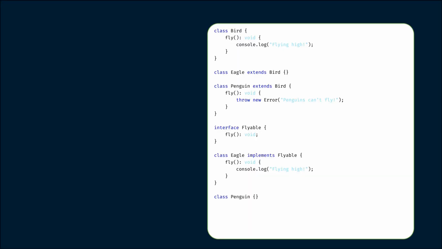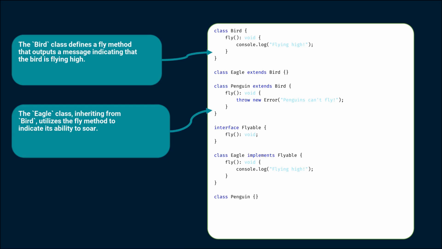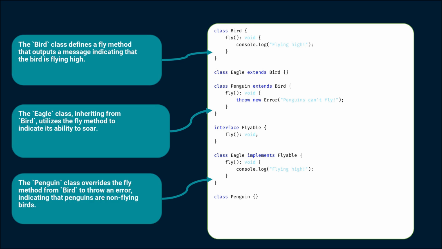Now let's explore how the Liskov substitution principle can be implemented in our code. We start by defining a base class called bird, which has a method fly. This method outputs a message indicating that the bird is flying high. From this base class, we create 2 subclasses, eagle, which inherits the flying capability without modification, and penguin, which overrides the fly method. However, in the case of penguin, the method throws an error because penguins cannot fly. This violates the Liskov substitution principle, as substituting a penguin for a bird leads to an unexpected consequence.